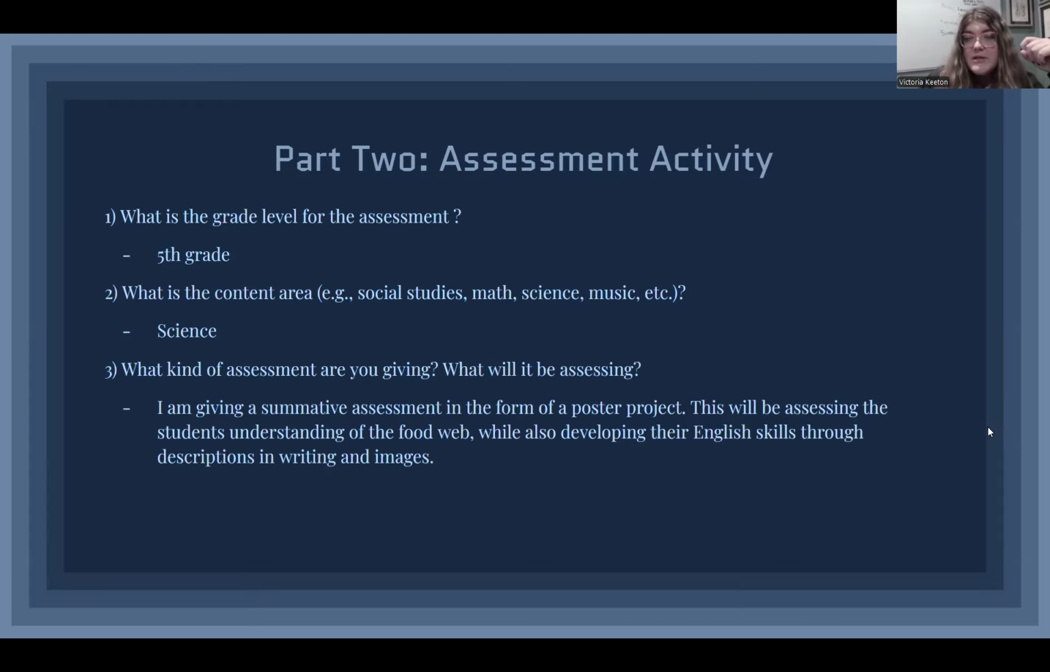For part two, my assessment activity, I chose fifth grade and I chose science, specifically biology and ecology. I would be giving a summative assessment in the form of a poster project. This will assess the students' understanding of the food web while also developing their English skills through descriptions, writing, and images.